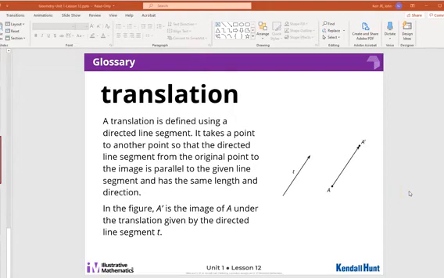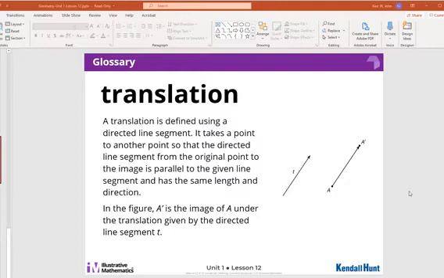So a translation is defined by using what's known as a directed line segment. A directed line segment is a vector, so you'll see that term used quite a bit. So you need to take a moment and write that down in your notes. A vector is a directed line segment. So that means that we start at one point and we move in a certain direction.